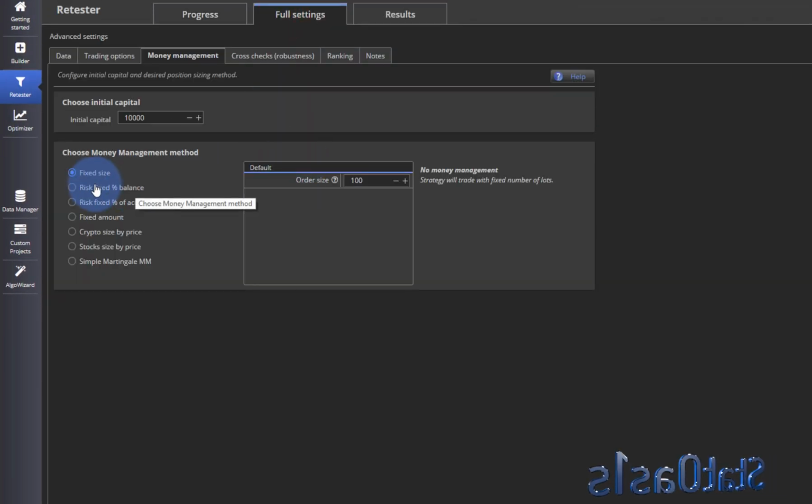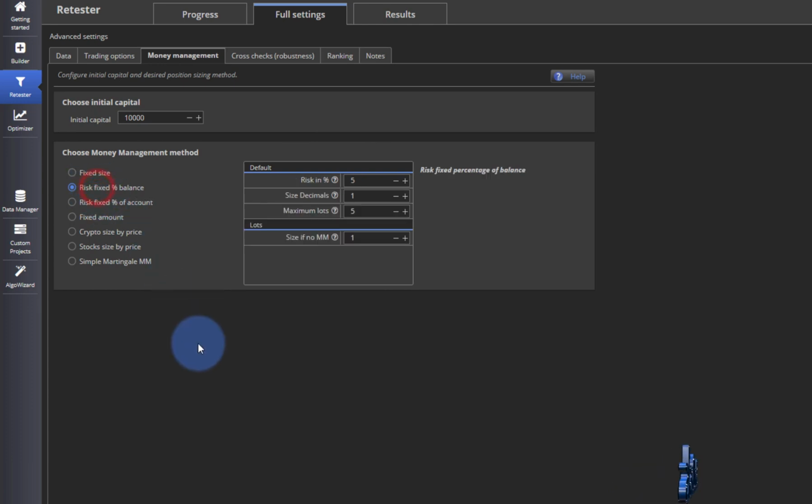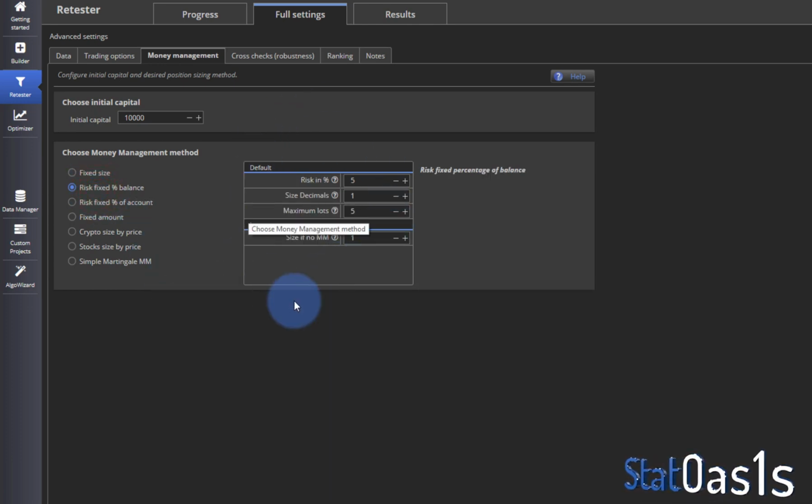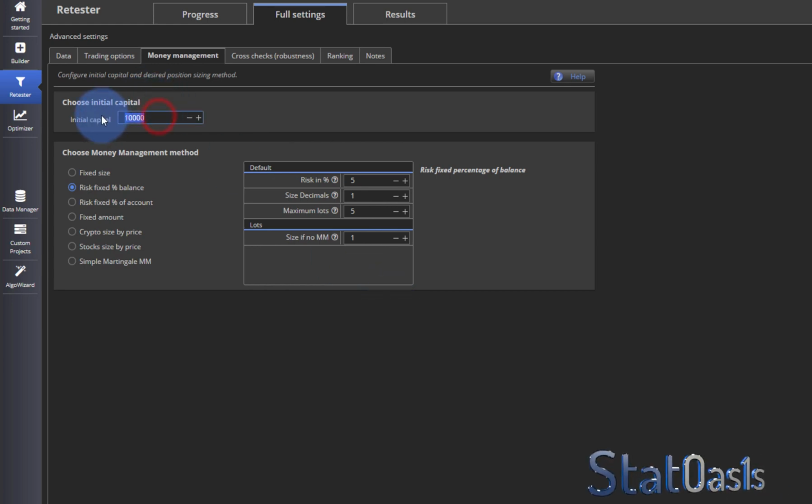So if we start with risk fixed percent balance, this will use the capital available in your account, including the open profit or loss. So for example, you start with 10,000 and you make one trade, and the trade goes to profit. Yes, it's open profit of $2,000. You didn't close it yet. That means your account balance now is $12,000, and this will use then $12,000. So it always includes the open profit and loss, and that's why it's called balance.